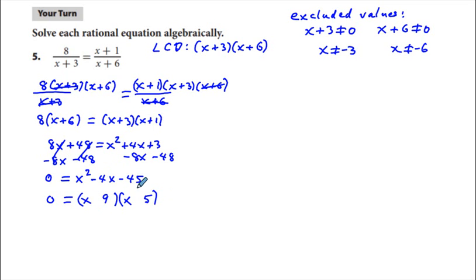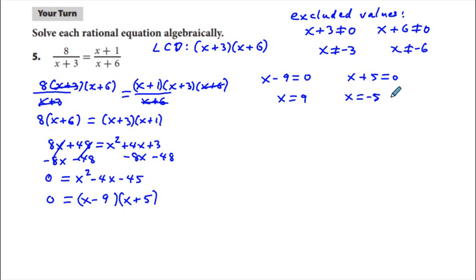Which one is going to be negative? Because they are 4 apart, it's going to be minus 9 plus 5. That should do it. So what we have is x minus 9 is equal to 0, and using the zero factor property, x plus 5 is equal to 0. So x is equal to 9, and x is equal to negative 5.